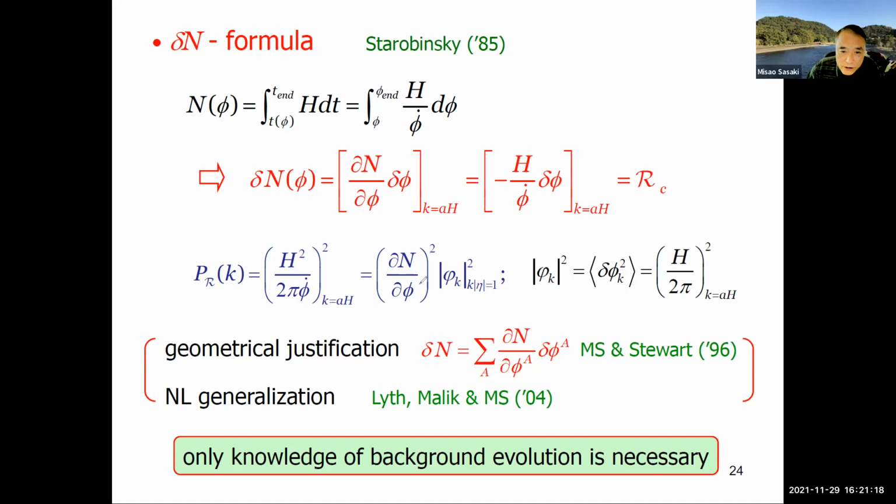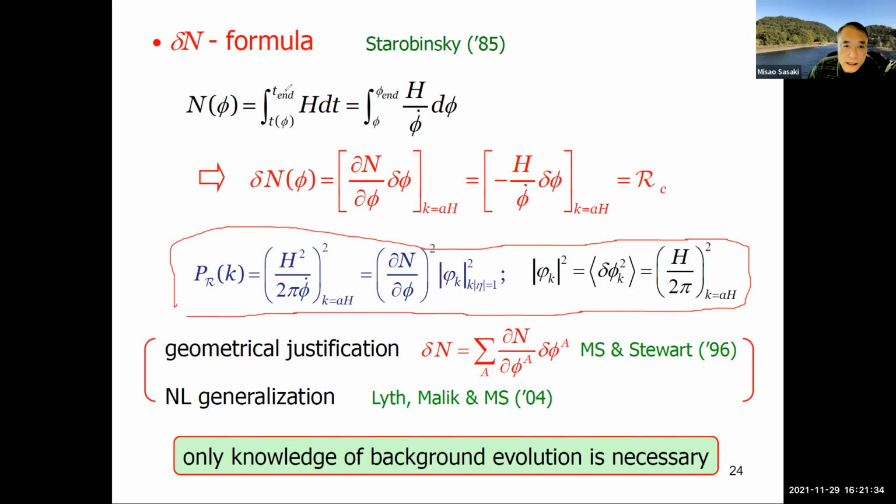Oh, by the way, this is just a formula repeating again what we have discussed. The important point anyway is that once you know the number of e-folds formula, for the background trajectory, that's important, then for a given number of e-folds formula you can take a derivative with respect to the specific scalar field which plays a role in the inflation, and multiply by the amplitude of fluctuation, which is essentially given by this formula for the scalar field.